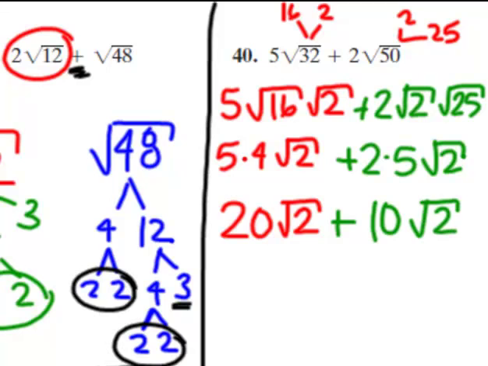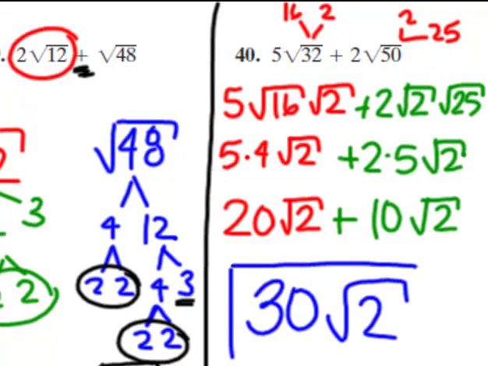And now, once we simplify them, we have like terms again. So we can combine 20 root 2 and 10 root 2. Add 20 and 10 up, and you get 30 root 2. And we're done.